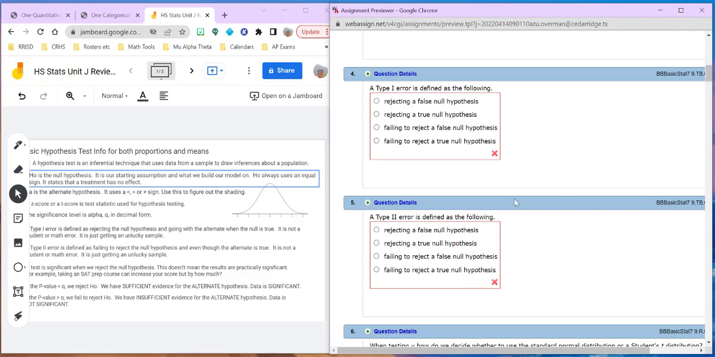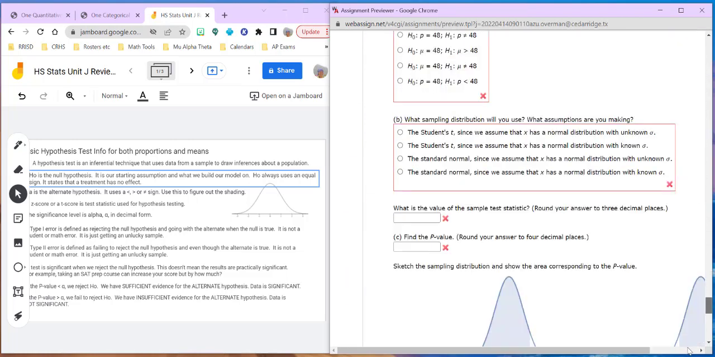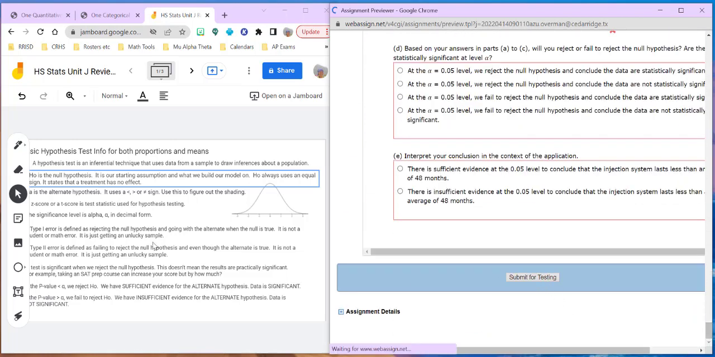A type 1 error, and I have that up here on the slide here. Type 1 error is defined as rejecting the null hypothesis and going with the alternate when the null is true. It is not a student or math error. It's just because you got an unlucky sample. Okay. So a type 1 error is when you reject a true null hypothesis. And a type 2 error is when you fail to reject a false null hypothesis. And again, those notes right there hopefully are pretty clear.